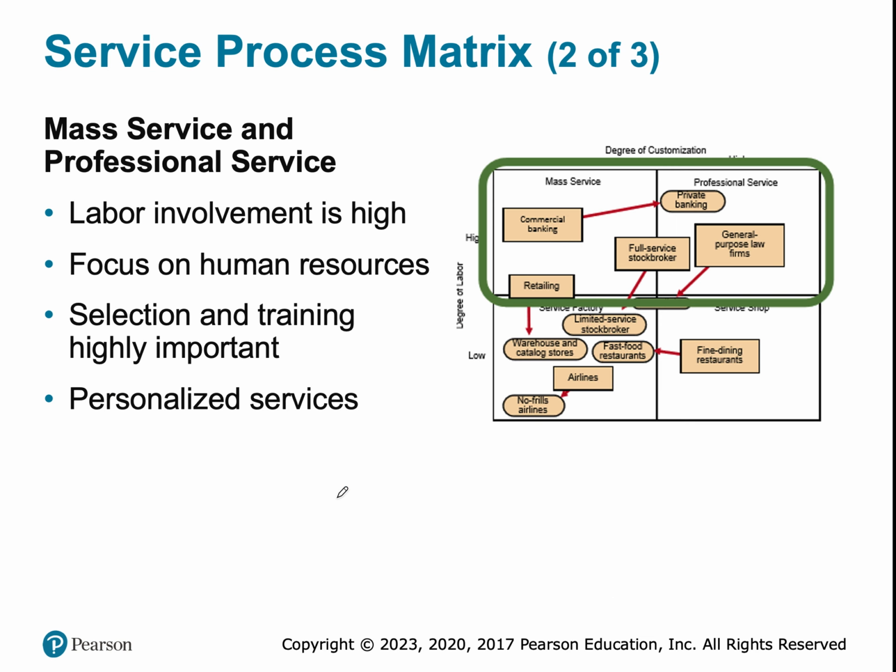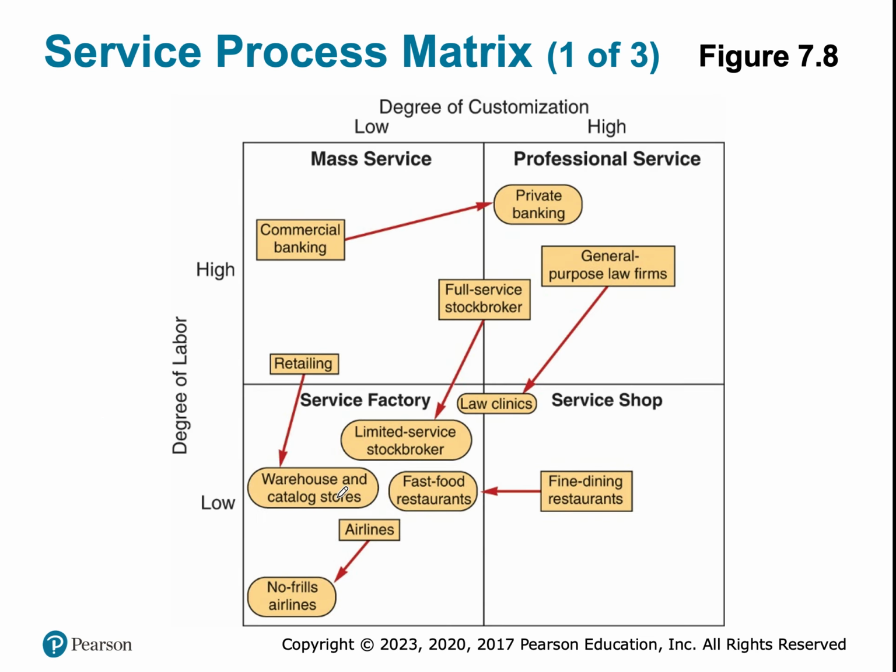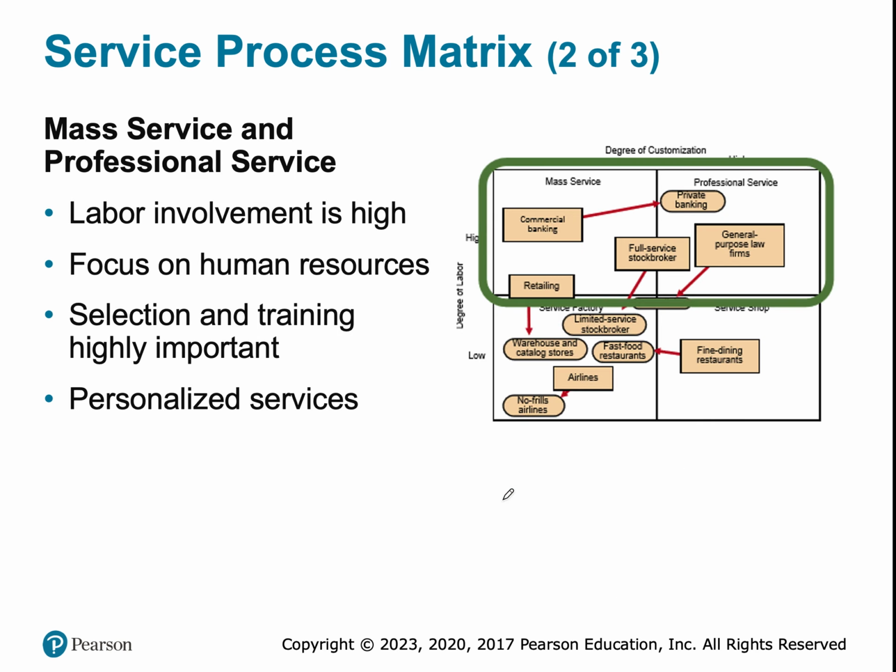Here is what we call the service process matrix. You can see the mass service, the service factory, the service shop, and the professional service, and so on and so forth. This is the degree of labor plotted against another dimension. Now let's take a look at mass service and professional service. Here, labor involvement is very high, the focus on human resources is high, and selection and training are highly important. Yes, you must train your staff and retrain them and keep them ahead of the game.